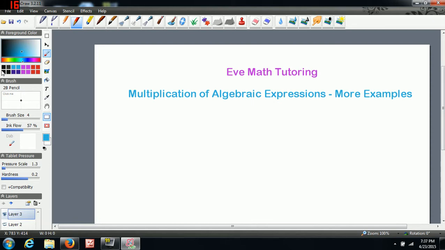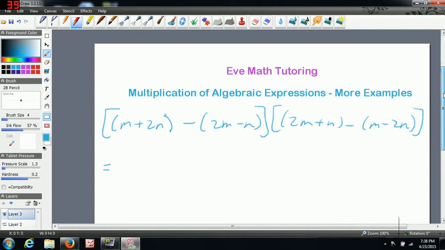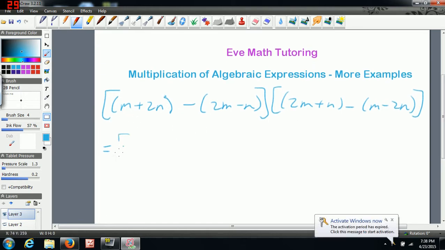Okay, so say you have the following. m plus 2n minus 2m minus n multiplied by 2m plus n minus m minus 2n. Okay. Now for something like this, I do think it's a good idea to simplify what's inside the brackets first to make it easier to solve. Okay? So what you're going to do is you're going to actually deal with this first. So we're going to open up the brackets here.